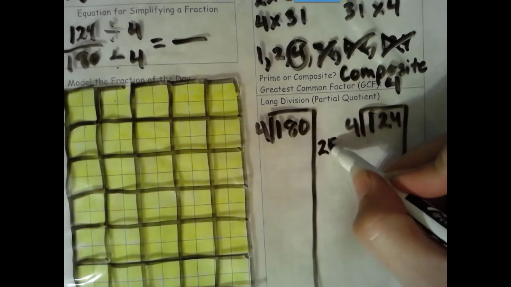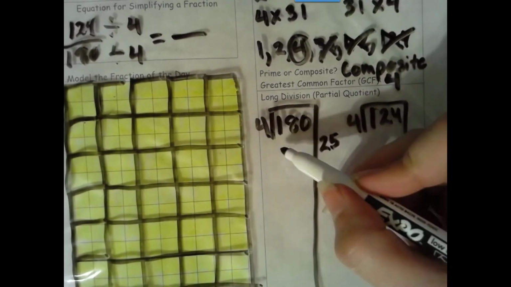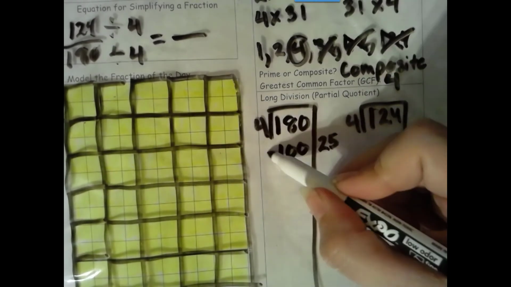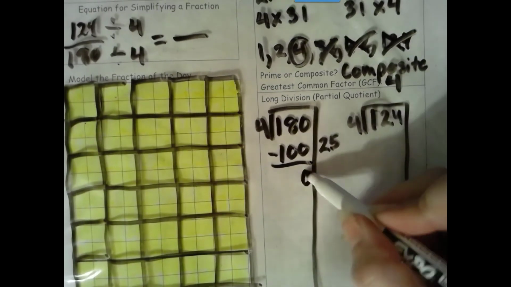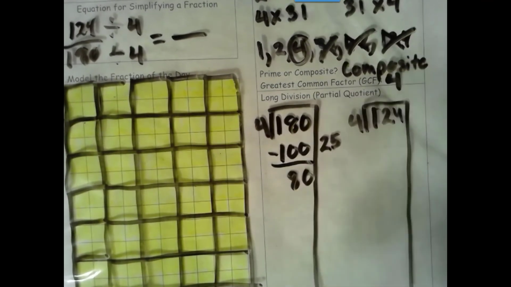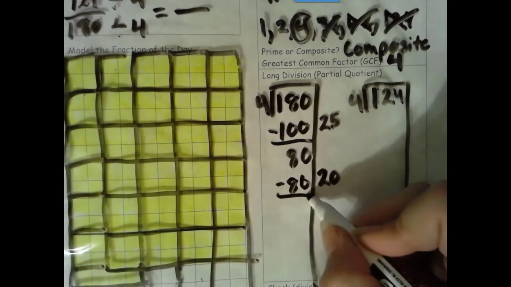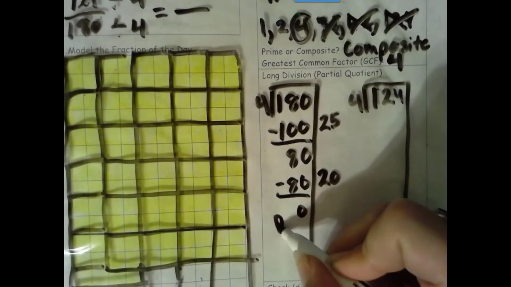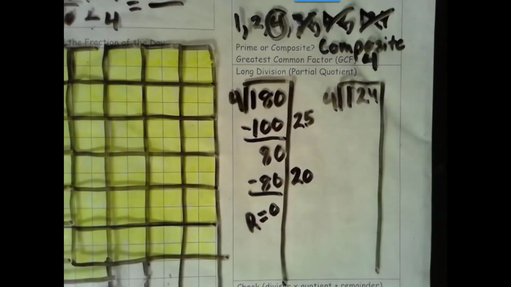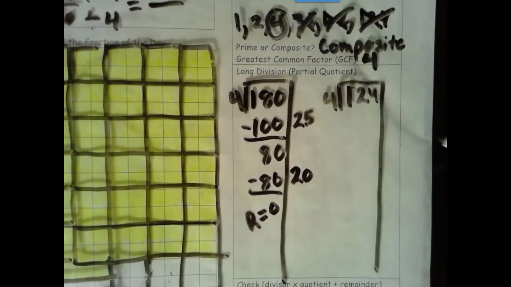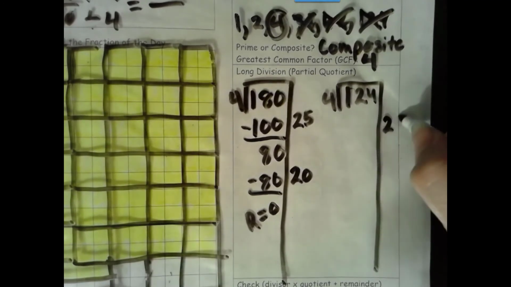So 4 quarters is 100 cents. So 4 times 25 is 100. Numbers the same, zeros a game. More on top, no need to stop. Numbers the same, zeros a game. 20 times 4 is 80. Numbers the same, zeros a game. Okay. Over here, 4 quarters.